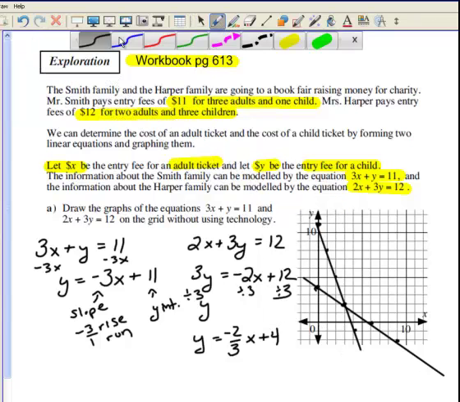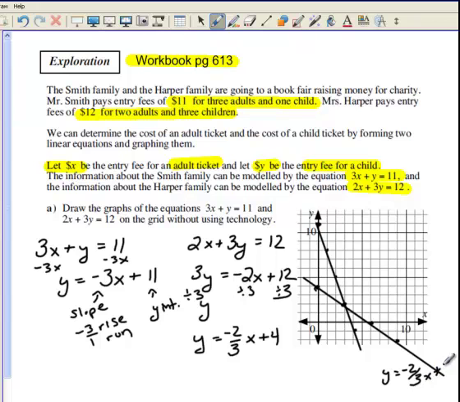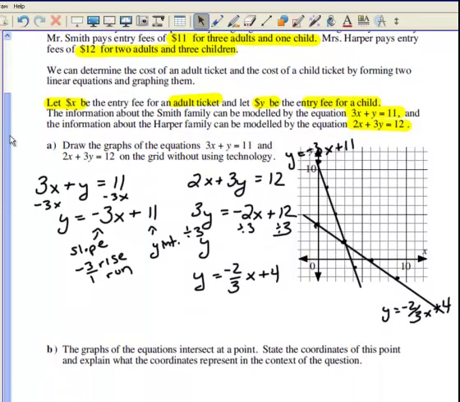An important step here when you're graphing is to label your equation. So this one is y equals -2/3 x plus 4, whereas this first one had been y equals negative 3x plus 11. So I've drawn the two graphs without using technology. Now the next part of the question says: the graphs of the equations intersect at a point. State the coordinates of this point and explain what the coordinates represent in the context of the question.